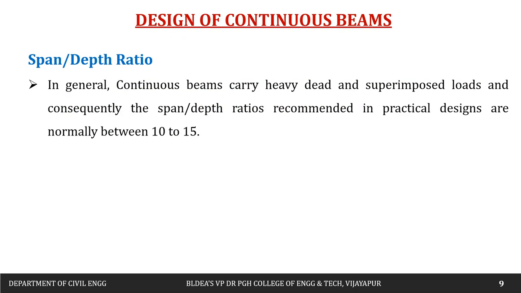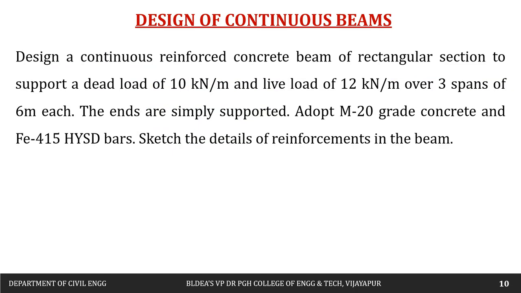Then next is the span to depth ratio. Usually what happens is that continuous beams carry heavy dead load and superimposed loads. Therefore the span to depth ratio is normally taken between 10 to 15. So now let us try to see one problem.